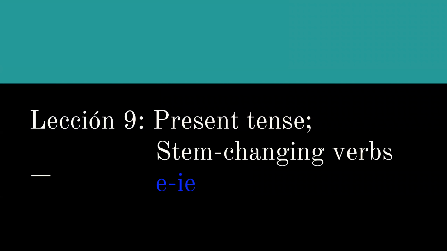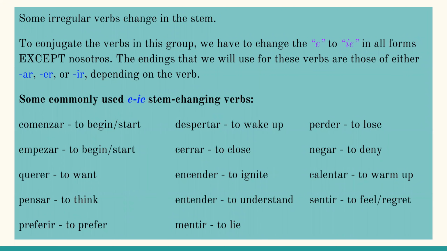Today, we're going to work on Lección 9, Lesson 9. We're going to start with our stem-changing verbs, and we're still working on the present tense. Some verbs have the change in the root or the stem instead of the ending of the verb when we conjugate. In this particular group, all of the verbs will have an E in the middle of the word. We will change that E to IE in all forms except nosotros. Nosotros is the only personal pronoun that will be regular.